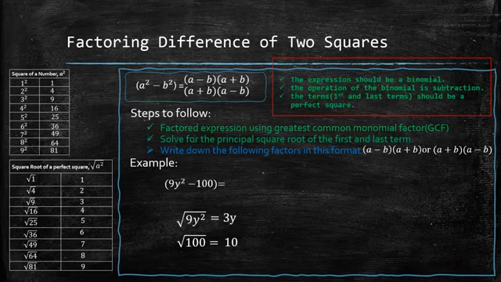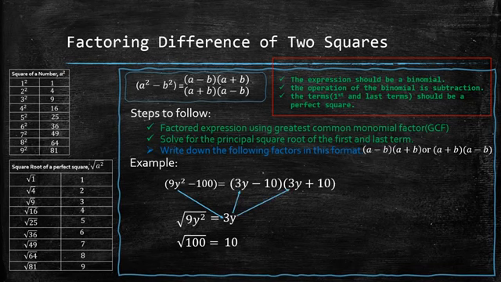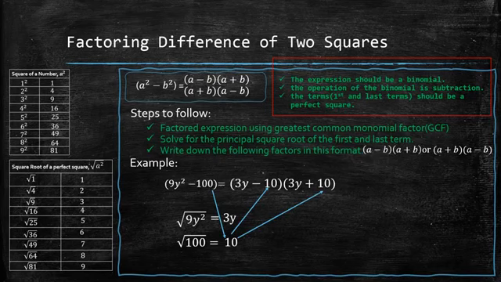Okay, second step, check. Last is write down the following factors in this format. So, ingana na siya. Wherein, ang imong 9y squared, nag-square root na imo ng 3y, sulat na nimo sa imong A. Next. So, next, ang imong 100, square root is 10. So, sulat na lang. So, ingana lang siya, class.